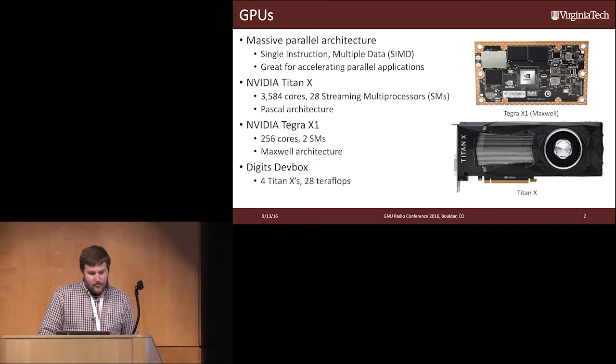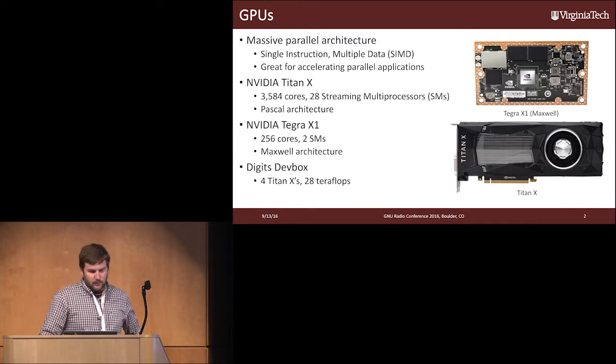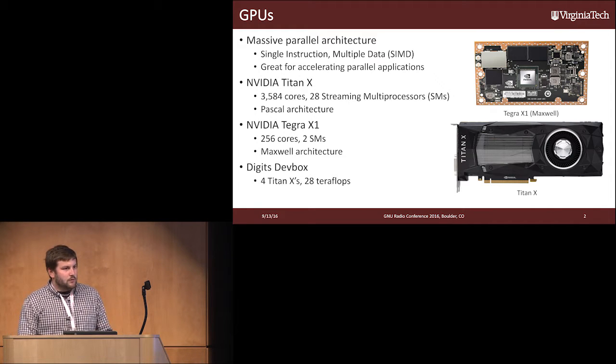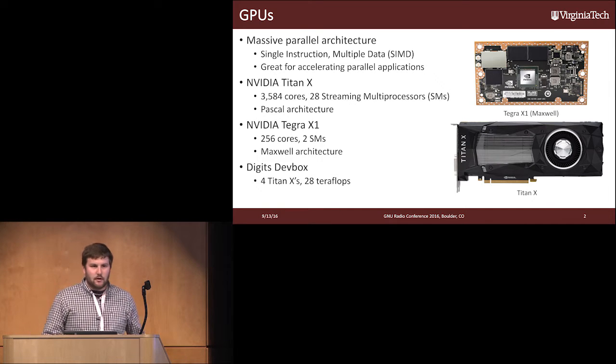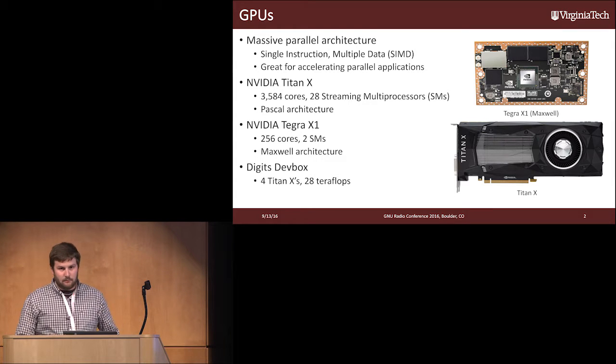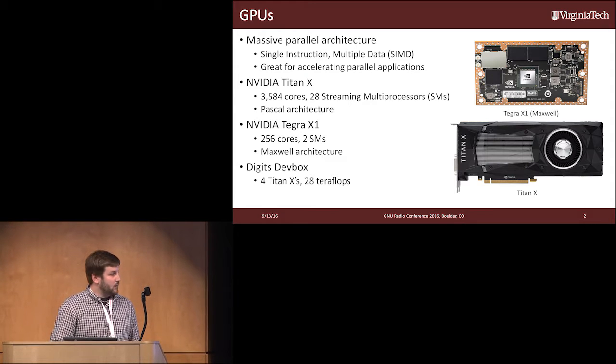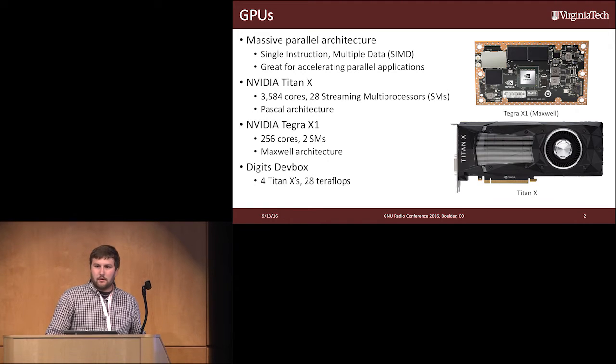So first of all, GPUs, as Dr. Clancy talked about a little bit earlier, are a massively parallel architecture. They're based on the single instruction, multiple data architecture. On things like the Titan X, you have thousands of cores. The latest Titan X, the Pascal architecture, has 28 individual multiprocessors, each with 128 cores. So you're looking at 3,500 cores on a discrete card. When you combine all those into something like the NVIDIA DIGITS DevBox, you can have upwards of 28 teraflops of power sitting on a desk.